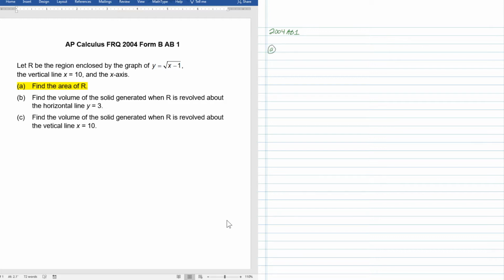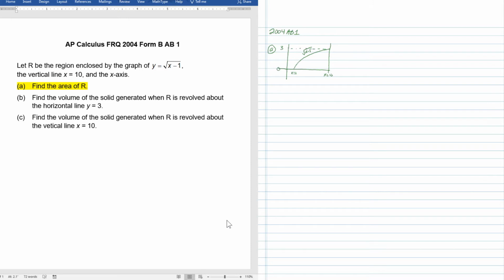To find the area, let's look at what the graph sort of looks like. You have it coming off at x equals 1. It is going to be cut off at x equals 10. By plugging 10 into the function square root of x minus 1, we realize that the height of this object is going to be at 3. It will have started at 0.